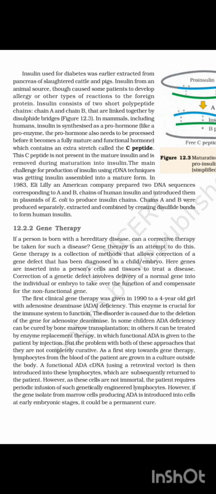As a first step toward gene therapy, lymphocytes from the blood of the patient are grown in a culture outside the body. A functional ADA cDNA using a retroviral vector is then introduced into these lymphocytes, which are subsequently returned to the patient. However, as these cells are not immortal, the patient requires periodic infusion of such genetically engineered lymphocytes. However, if the gene isolated from bone marrow cells producing ADA is introduced into cells at an early embryonic stage, it could be a permanent cure.